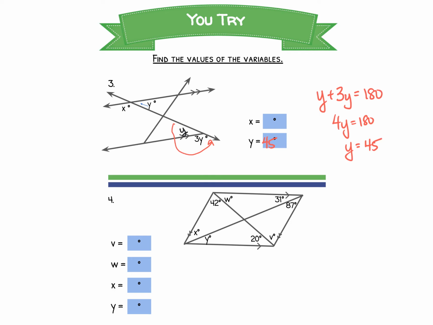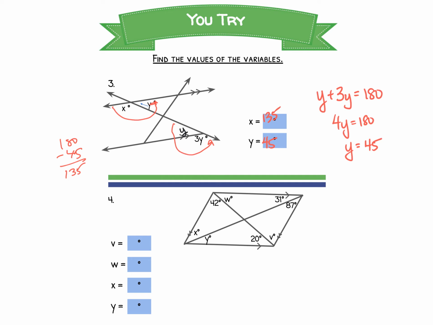Now x, together, these two, they form a line, right? So that's 180 degrees total. We know y is 45, so 180 minus 45 is going to give me 135. So therefore x is 135.